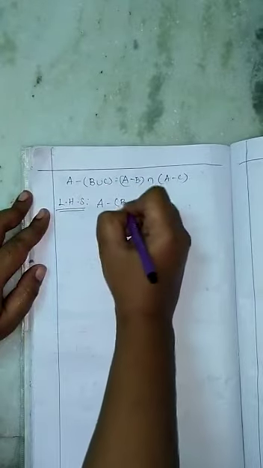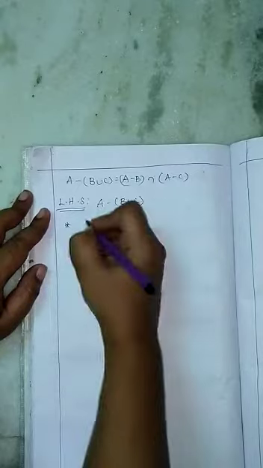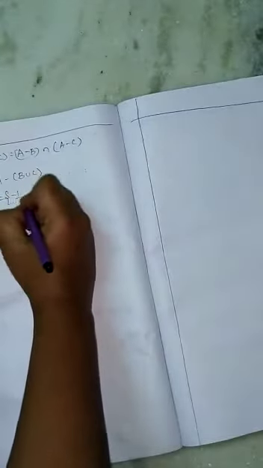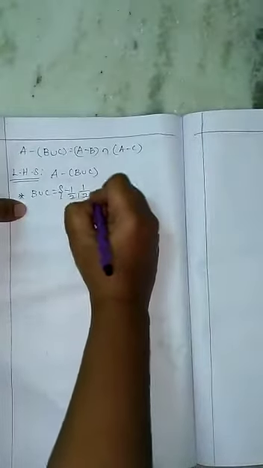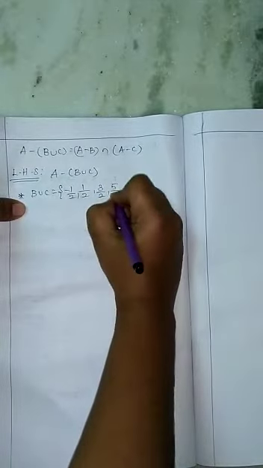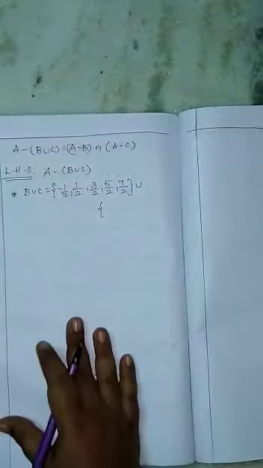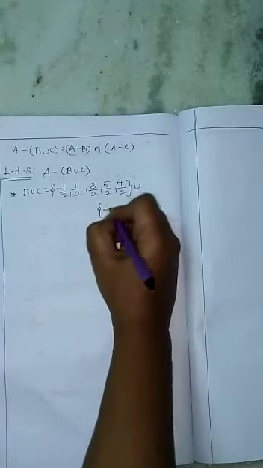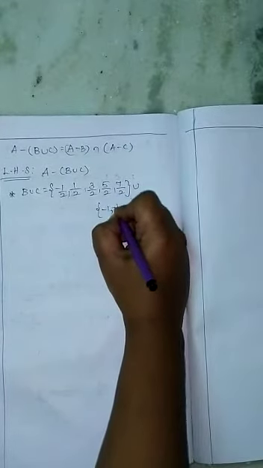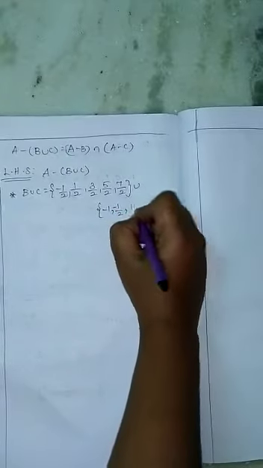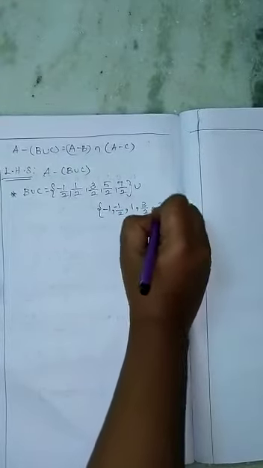A difference (B union C). First, what should we find? B union C. What is the B element? We only just found it, right? You just copy the elements here: minus 1 by 2, 1 by 2, 3 by 2, 5 by 2 and then 7 by 2. Union. What is the C element? You know very well, the C element is given directly: minus 1, minus 1 by 2, 1, 3 by 2, 2.